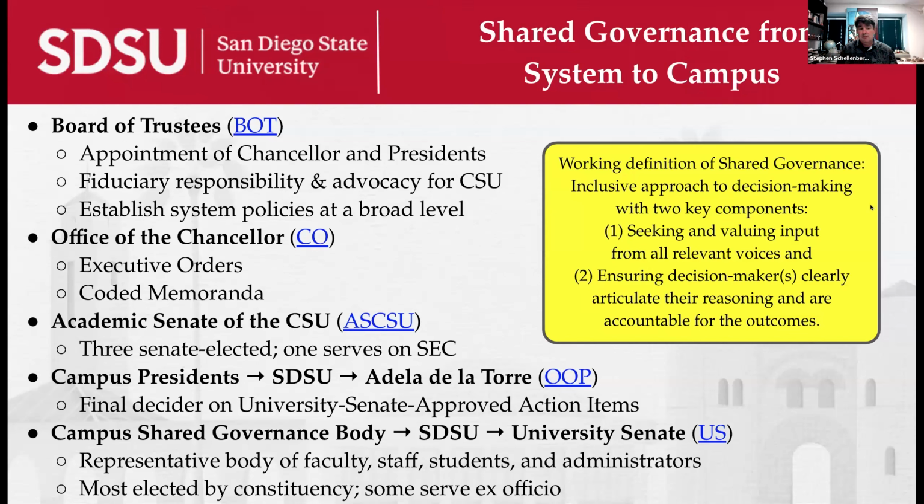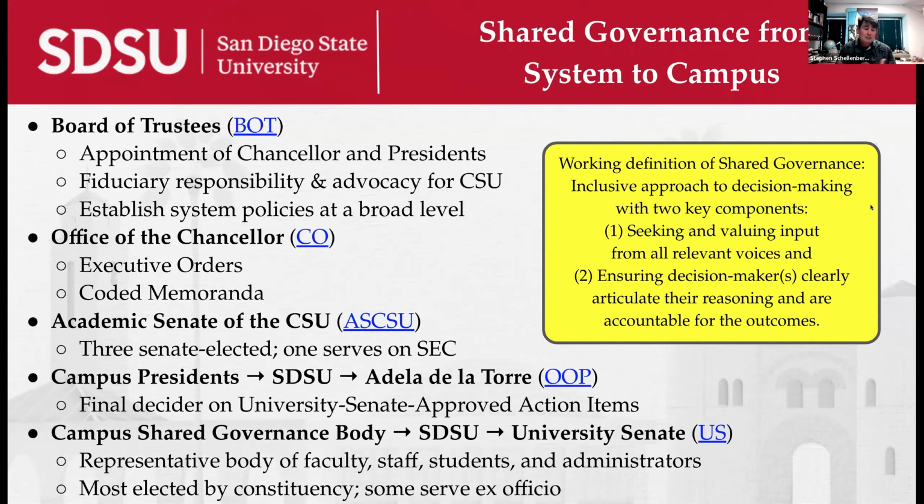We have three Senate elected members, Enrique Ochome, Will Weston, and Nola Butler-Byrd, as representatives. And Enrique Ochome is serving on SEC this year as a representative for them. So at that level of the system, there's shared governance happening to some degree, maybe not as much as we would like sometimes down at the campus level, but that is the spirit of it. And at the campus level for SDSU, we have the president, who is the final decider on University Senate approved action items. And then we have our campus shared governance body.